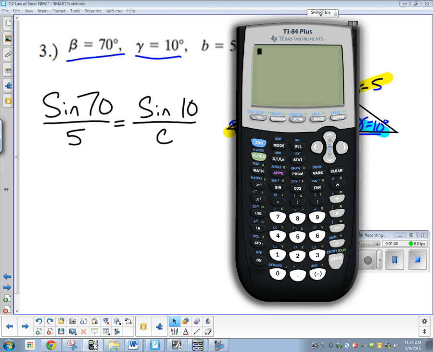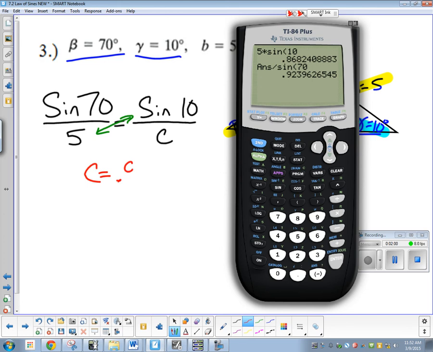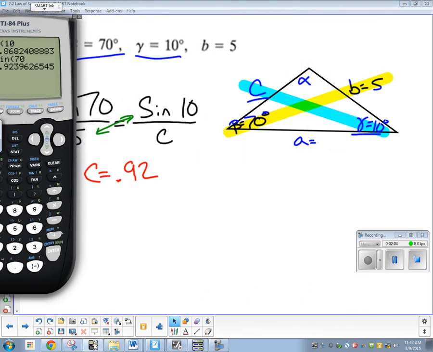When we have a cross multiply problem, take the two numbers that you know and multiply them together. So 5 times sine of 10. There's that answer. And I'm going to divide that by the missing one, sine of 70. Divided by sine of 70. Oh, that looks awful. 0.92 for my C value? I must have made a mistake somewhere.